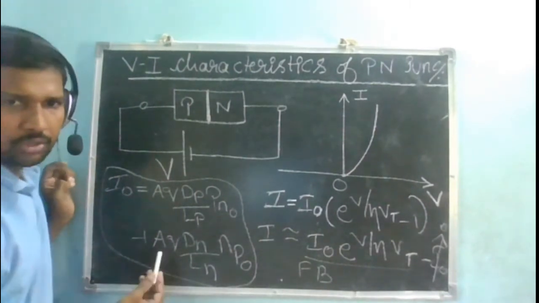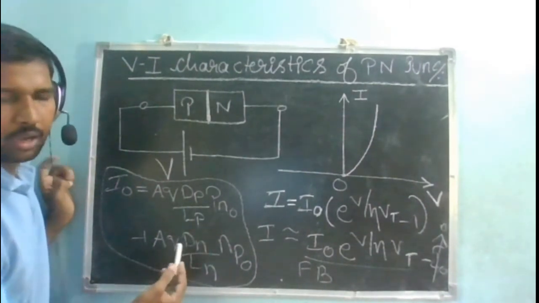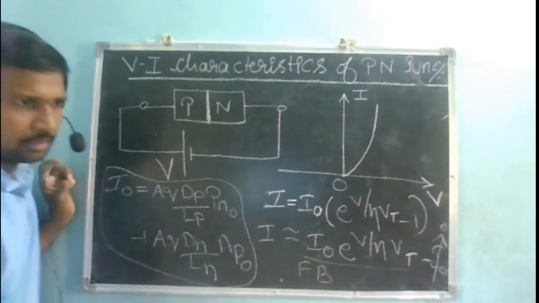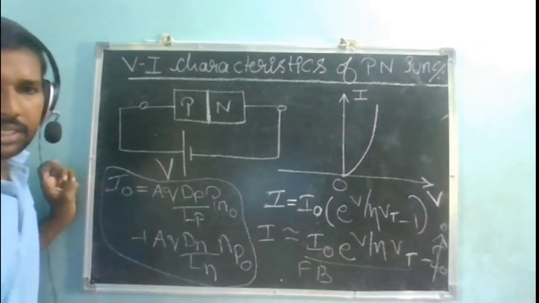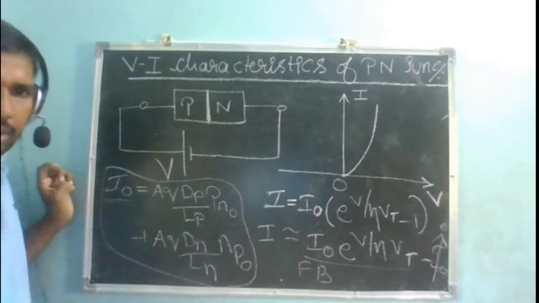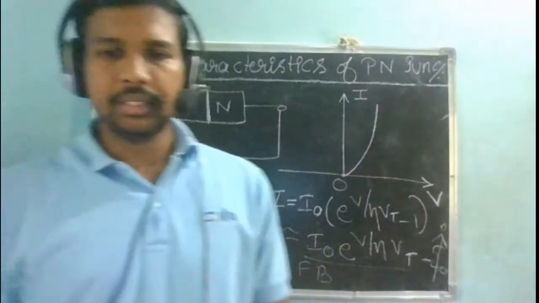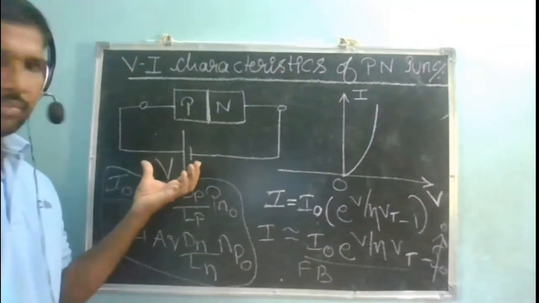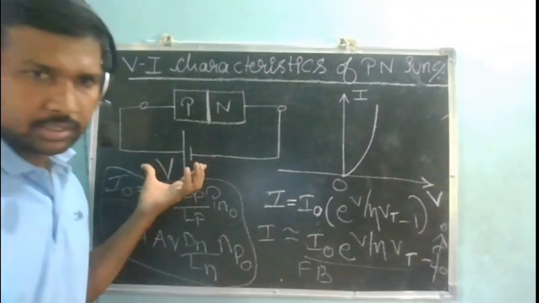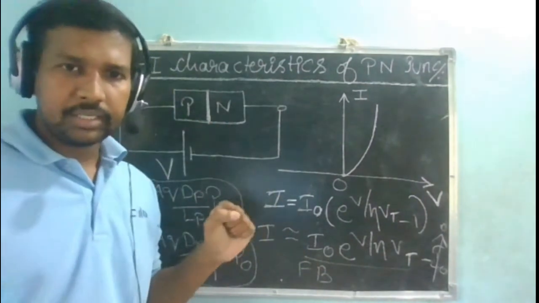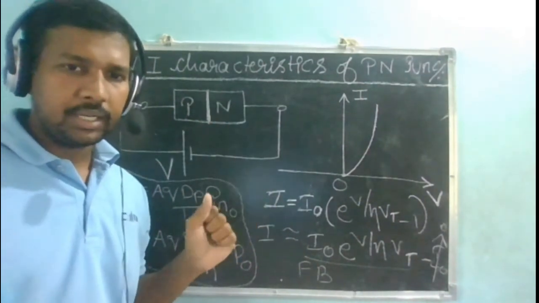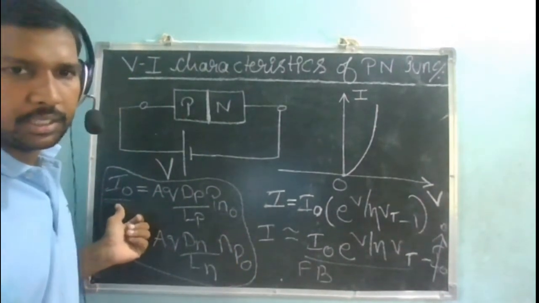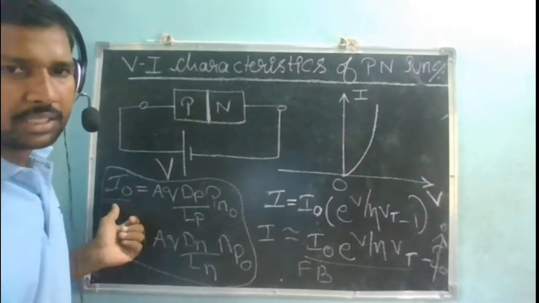Now you can tell me, I naught is dependent on temperature. And what type of carriers are Pn naught and Np naught? Minority charge carriers. So your I naught is coming out of minority charge carriers, not the majority charge carriers. So I naught doesn't depend on whether you have applied forward bias or reverse bias. The moment the minority carriers are there, there exists a small amount of current because of those minority charge carriers, and it is called the reverse saturation current.